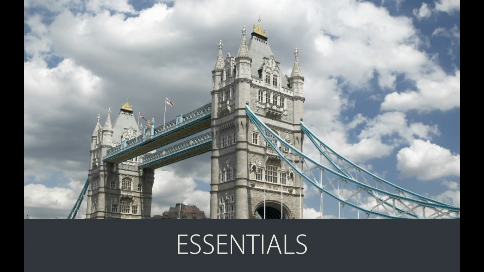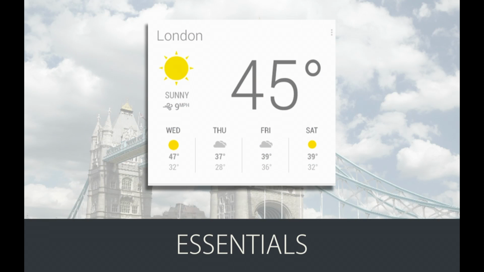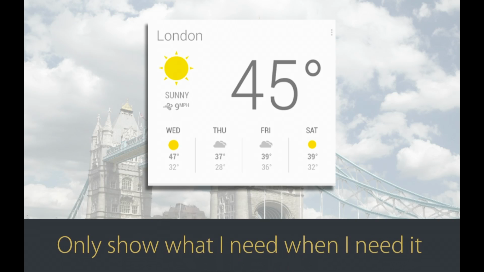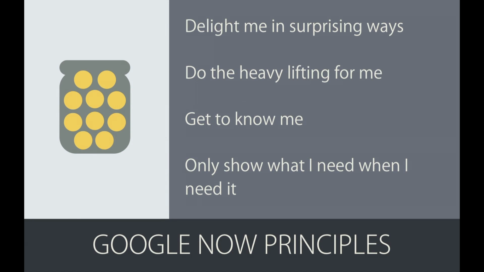Here's another example of something similar. Whether you're traveling or not, weather is usually an important topic. And there's a million details one could show. Precipitation percentages, air pressure, humidity, and so on. On the weather card, we've stripped everything down to its bare essentials. And it's another example of only show what I need when I need it. There are a lot more principles applied in Google Now, but these are the ones that it really pushes very far.